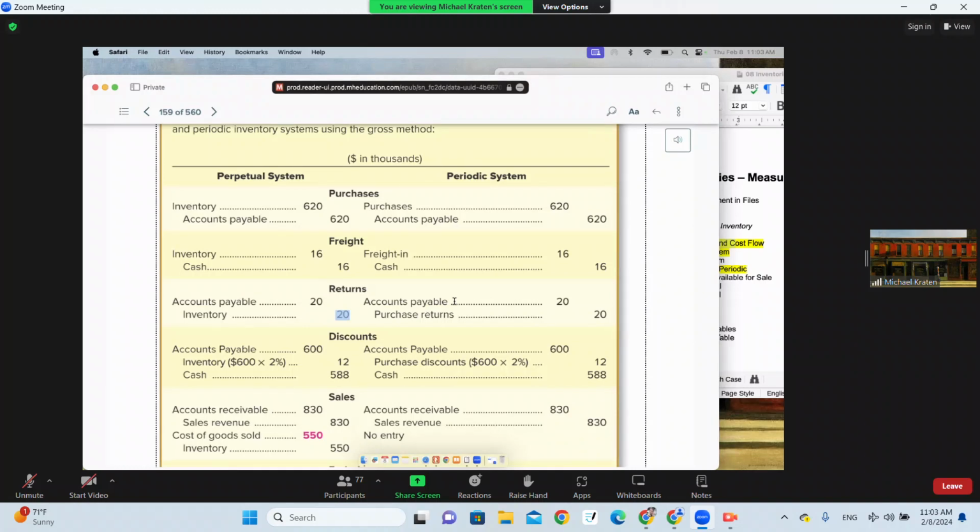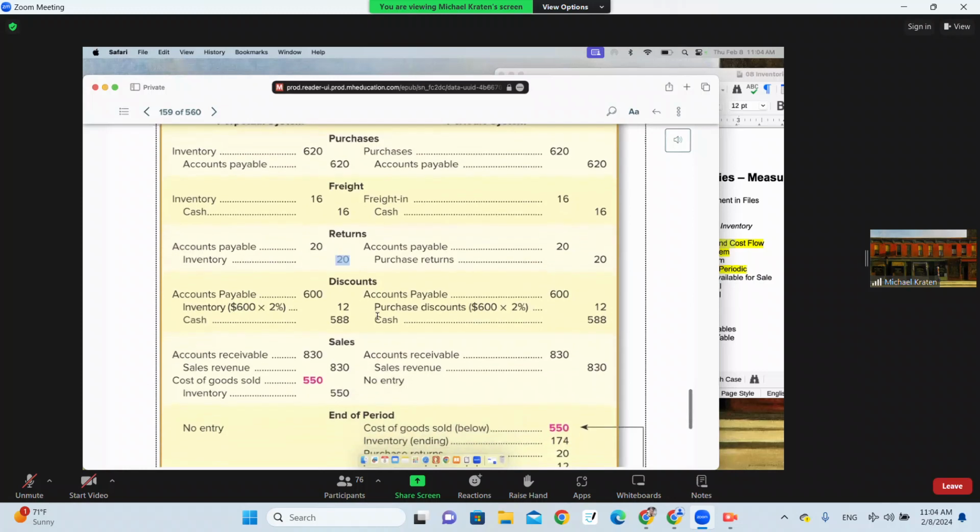Under the periodic system, the debit or the reduction in the payable looks the same as the debit in the perpetual system. It's just that the credit of 20 under the periodic system does not say inventory. It says purchase returns. Well, what is it that you're returning? Inventory. So this really is a credit to the asset called inventory under what the textbook author is referring to as a periodic system. He's just using a different name for inventory.